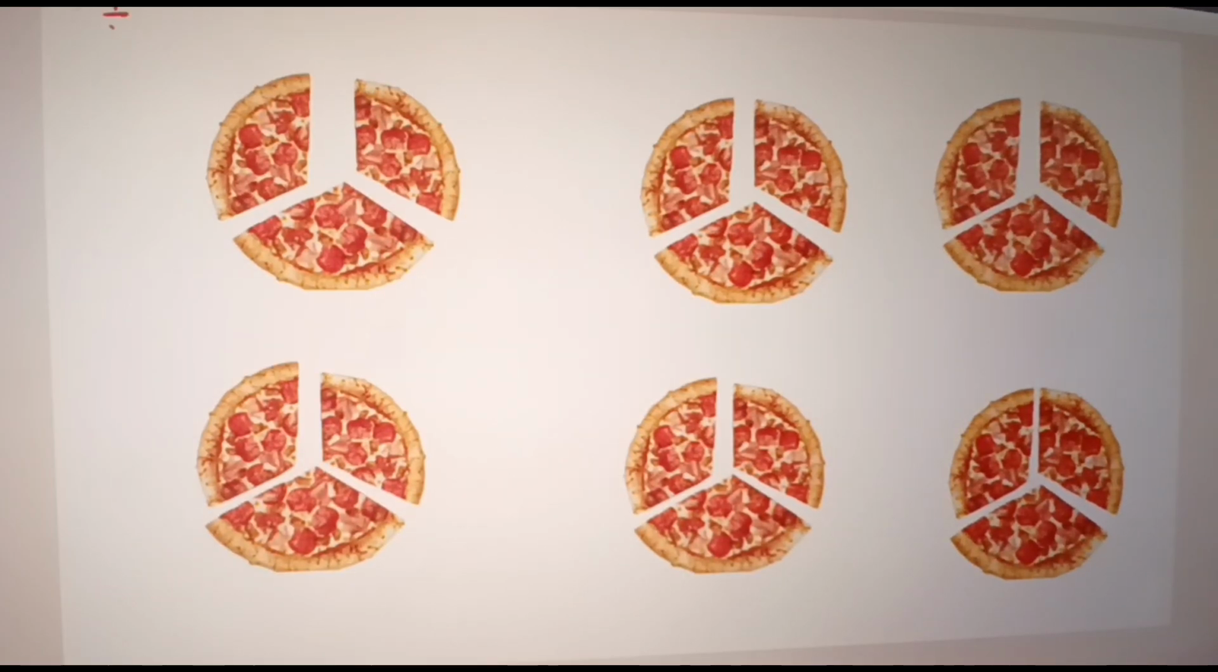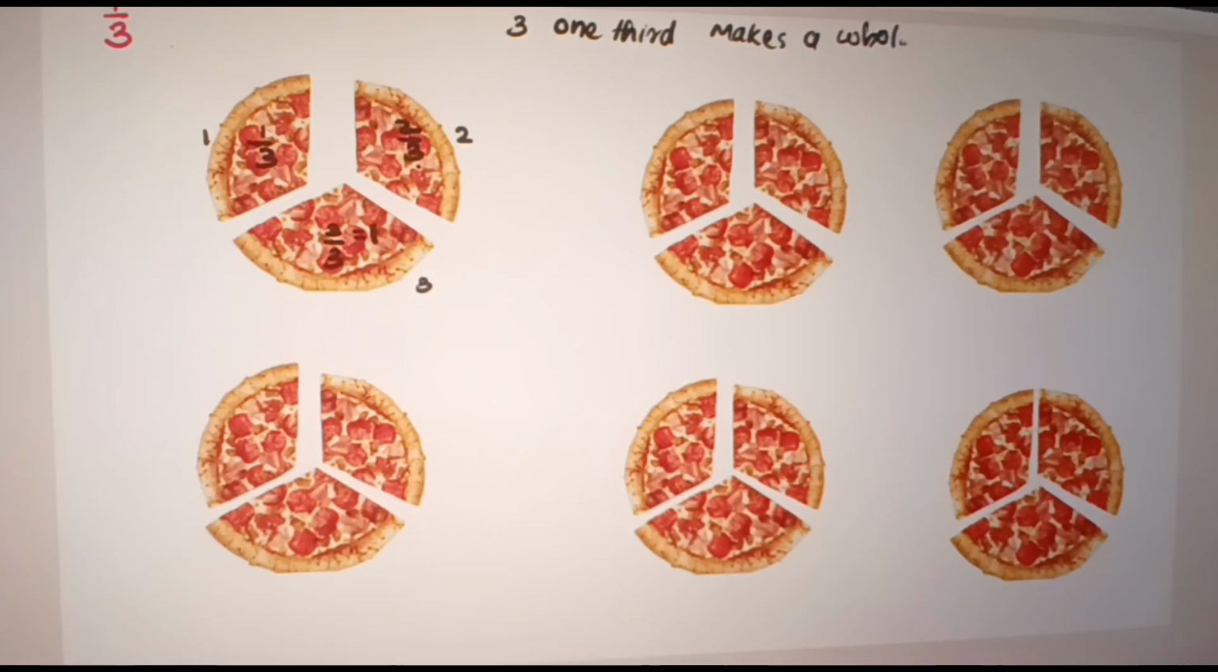Okay, so now we are going to see one third of a pizza. We can see this is 1/3, this is 2/3, and this is 3/3, that is a whole. So in this case, 3 of 1/3 makes a whole pizza. Look here, in order to make a whole pizza, we should have multiples of 3. In the case of 1/3, we should have multiples of 3 in order to make a whole pizza.